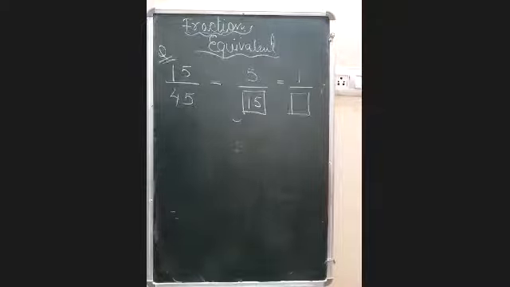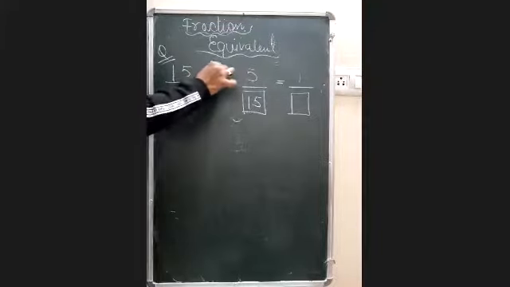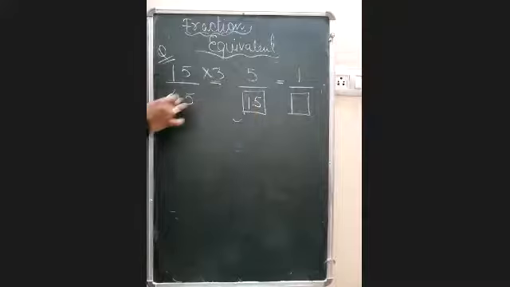Very good. 1/3. Absolutely correct. 5 by 15, divided by 5. Yes, 5 threes are 15 and 15 threes are 45.